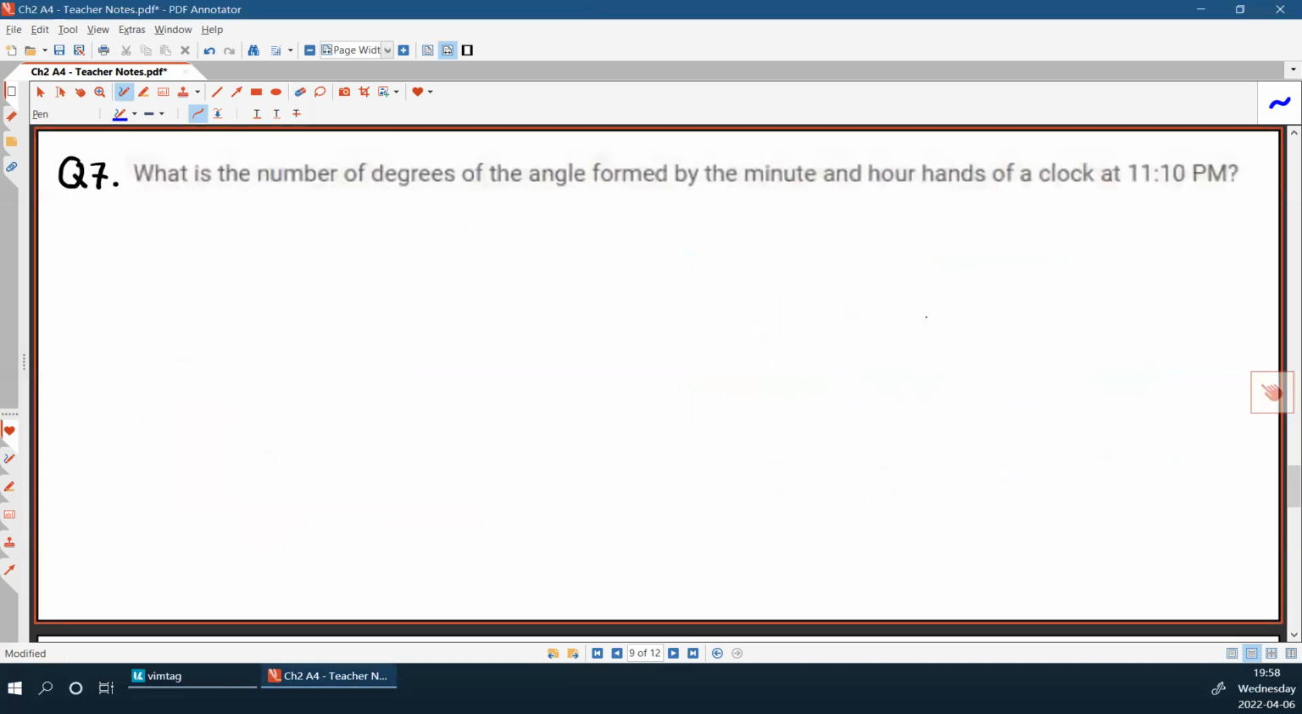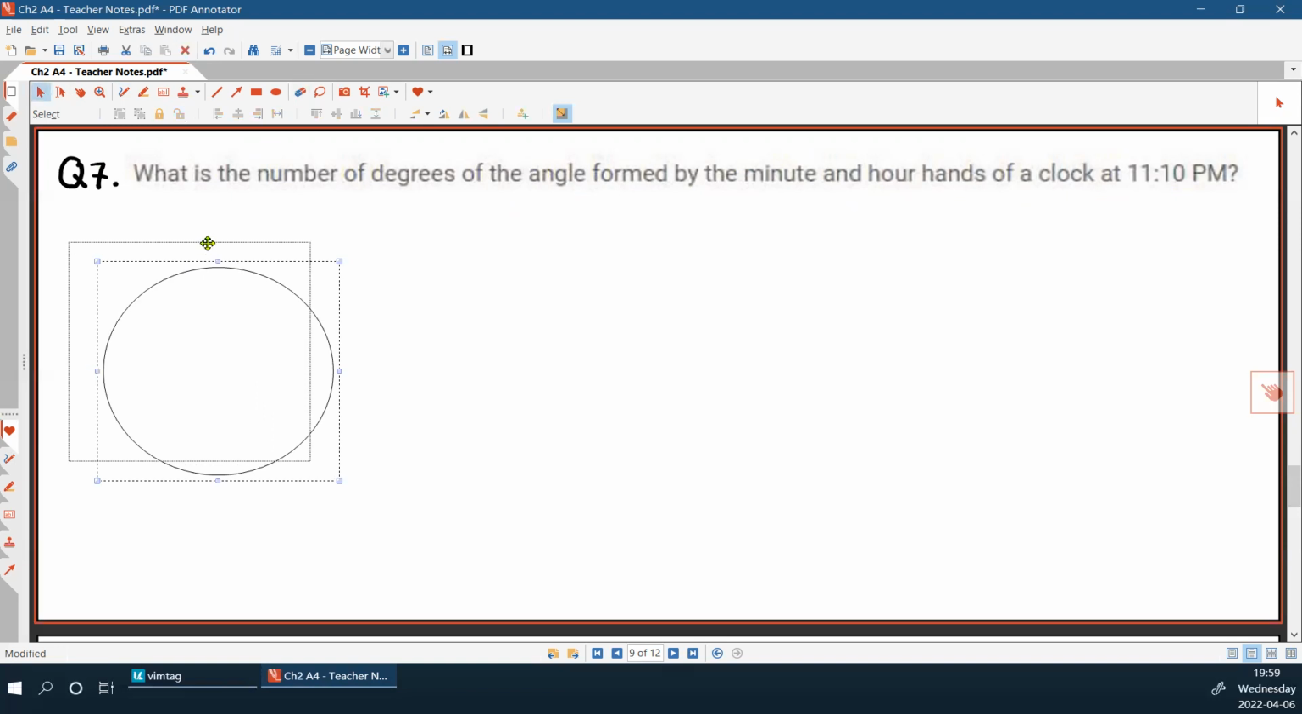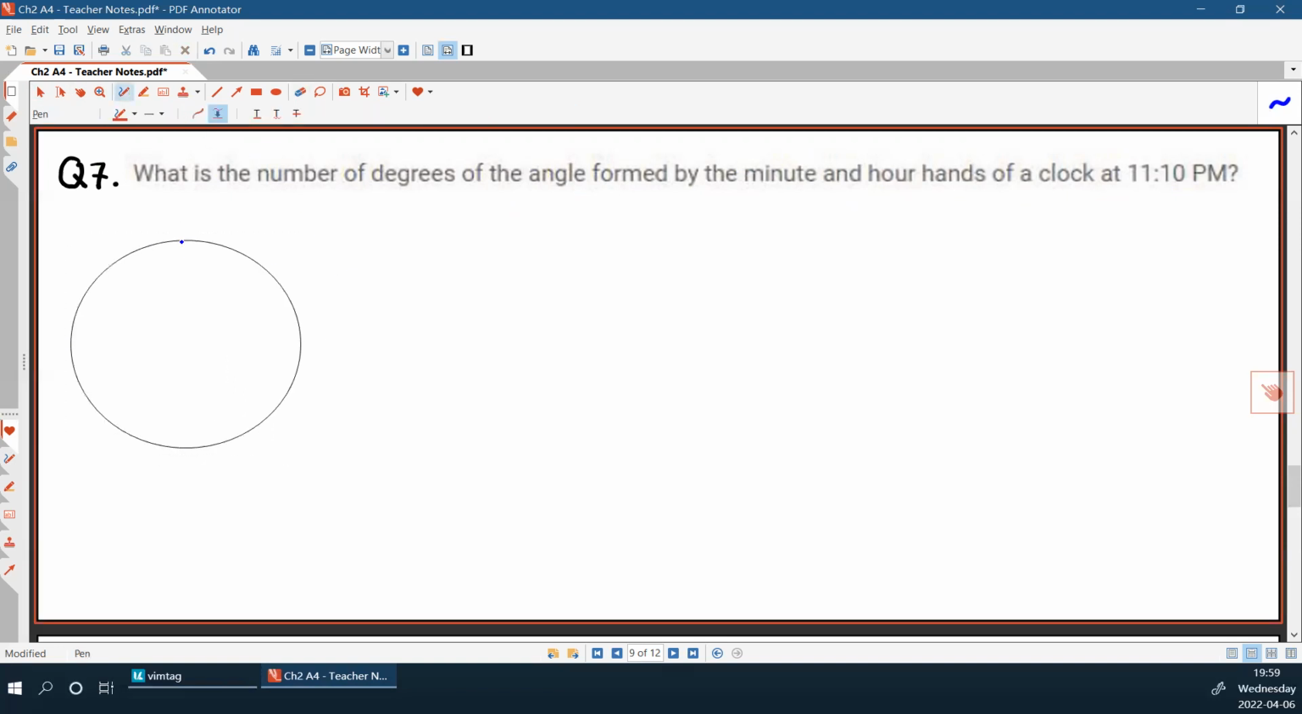Right, let's see the next one. What is the number of degrees of the angle formed by the minute and hour hands of a clock at 11:10 p.m.? Okay, so first of all, let's draw a diagram to illustrate the situation. So suppose we have a clock here. And this is 12, right? 1, 2, 3, 4, 11. Let's suppose 11 is here.